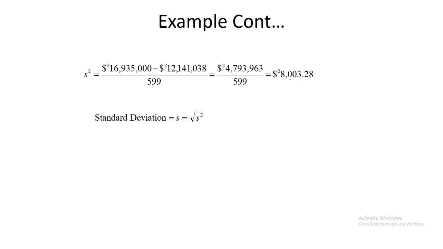So this is your variance, 8003.28. If I take the square root of this, this will become the standard deviation. So this is the variance, this is the standard deviation. So this gives you the spread of the data, how far your values are from your middle value.